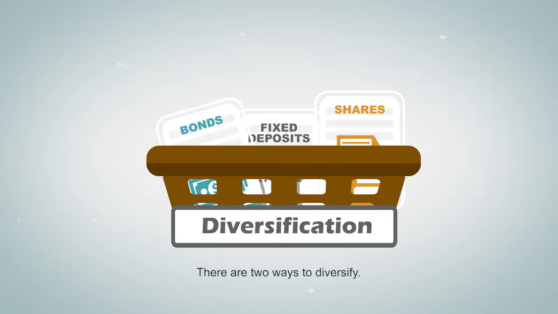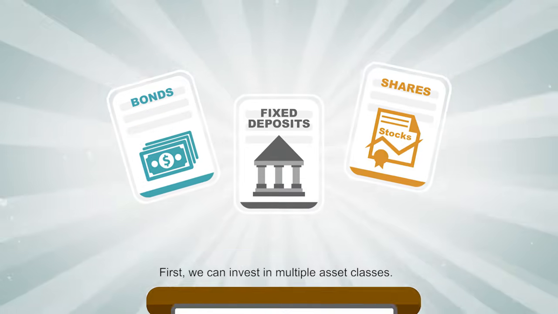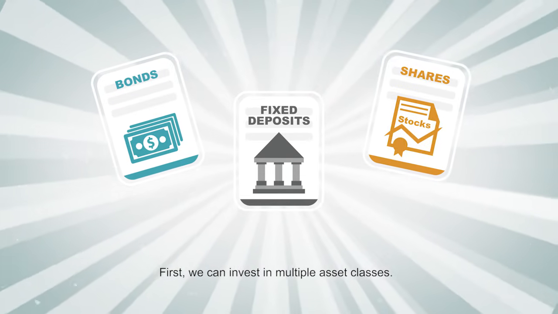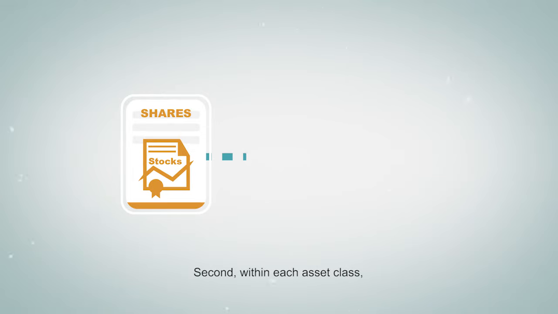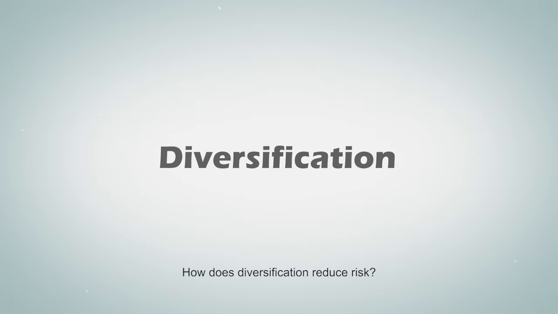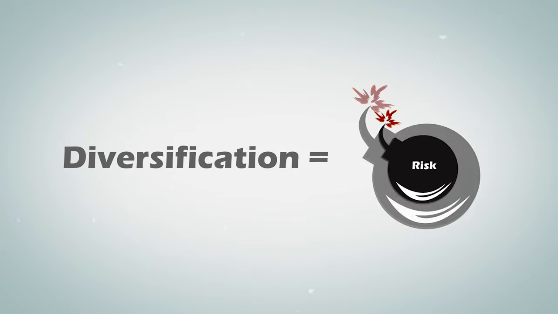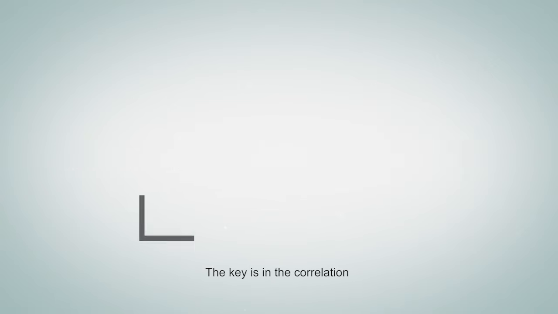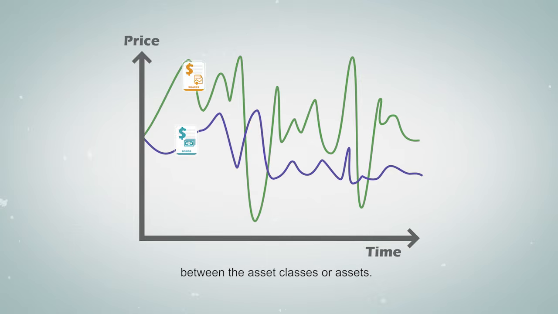There are two ways to diversify. First, we can invest in multiple asset classes. Second, within each asset class, we can invest in multiple assets. How does diversification reduce risk? The key is in the correlation between the asset classes or assets.